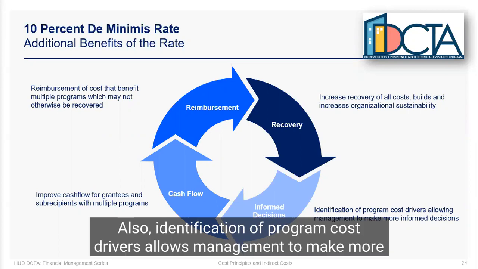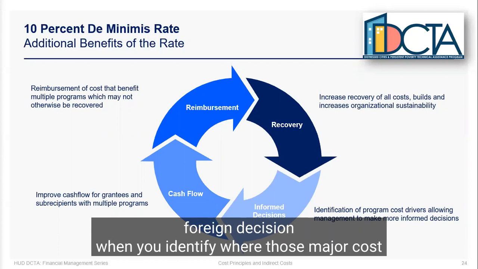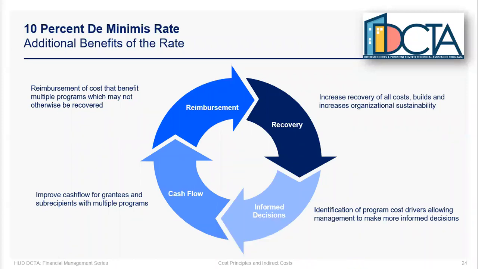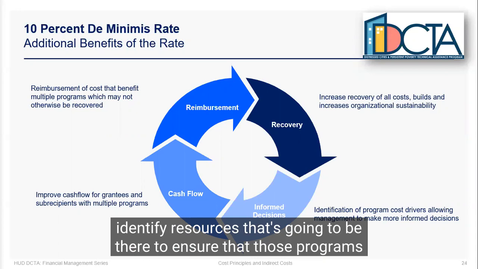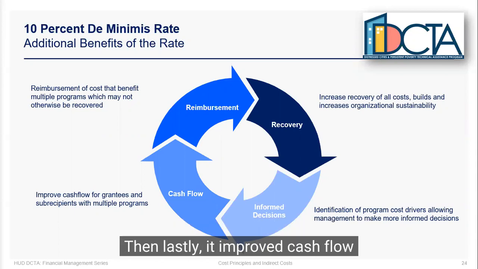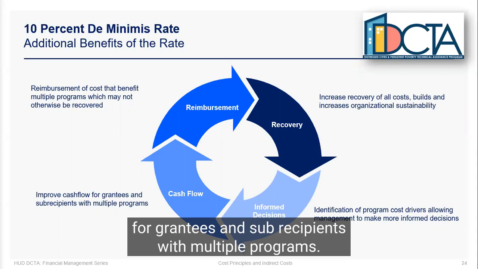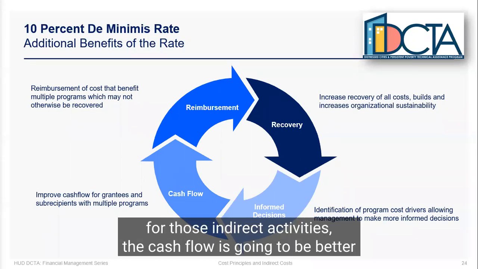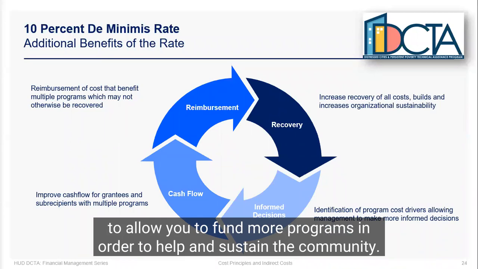And then also, identification of program cost drivers allows management to make more informed decisions. When you identify where those major cost drivers are in your organization, that allows management to identify resources to ensure that those programs and activities have sufficient resources in order to run appropriately. And then lastly, improved cash flow for grantees and subrecipients with multiple programs. And of course, if you're getting reimbursed for those indirect activities, the cash flow is going to be better, to allow you to fund more programs in order to help and sustain the community.